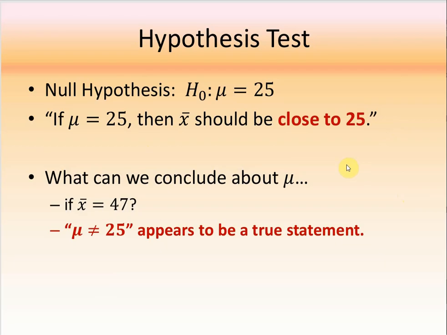So then this goes right back to the truth table stuff. Here, the if mu equals 25, then x bar should be close to 25. That's the P implies Q. And we're saying, what if Q is false? So x bar being 47, it looks like being close to 25 is false. So then you'd say, well then, the P, the if part up here, would also have to be false. So it looks like mu is not equal to 25. So it's that modus tollens idea again.